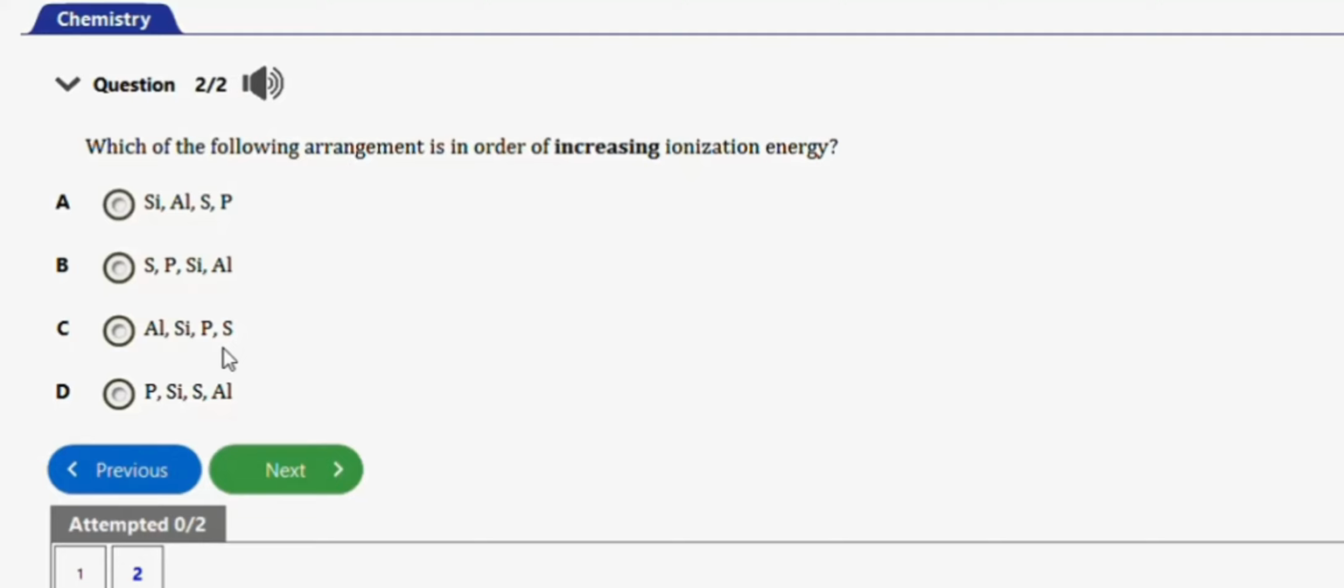ionization energy increases across the period. So since they are in the same period, the right arrangement according to order of ionization energy increase will be this option C. So we have aluminium, silicon, phosphorus, sulfur. So this basically can deal with problems involving periodicity of atom or elements.